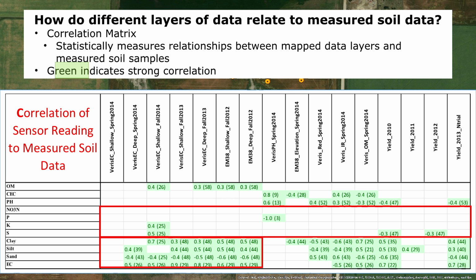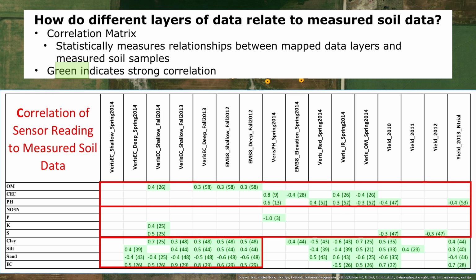The second section is how well our macronutrients, so our N, P, K, and S, related to our map data. And we can see there are not a lot of strong relationships. So our EC measurements didn't directly tell us what the levels of those macronutrients were at those locations in the soil.